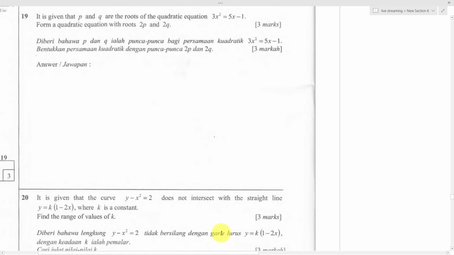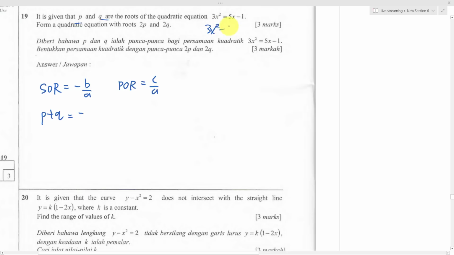Alright, next one. Okay, p and q are the roots of the quadratic equation. We know the sum of roots basically is negative b over a, and the product of roots is basically c over a. So my roots are p and q, right? So p plus q, sum of roots basically means sum both of them, equals negative b over a.